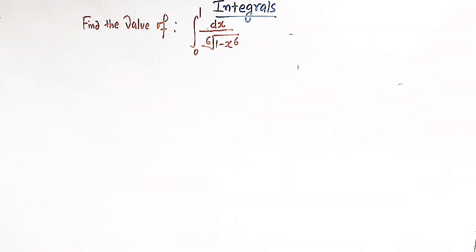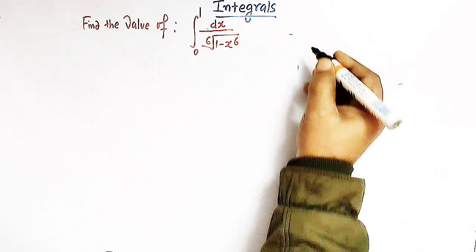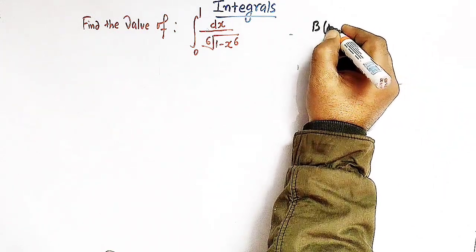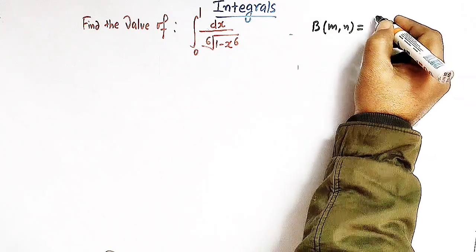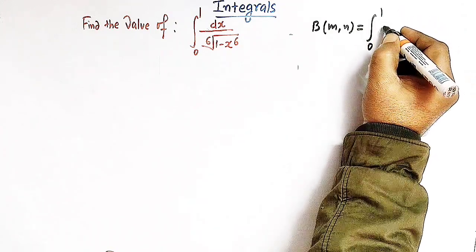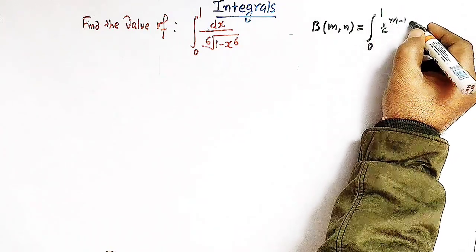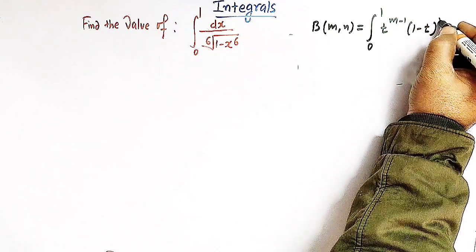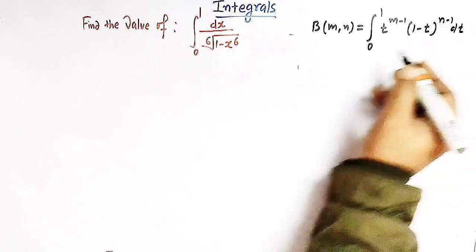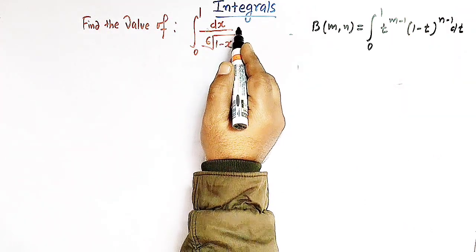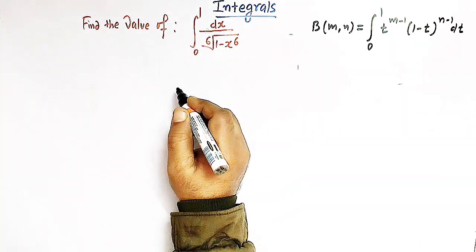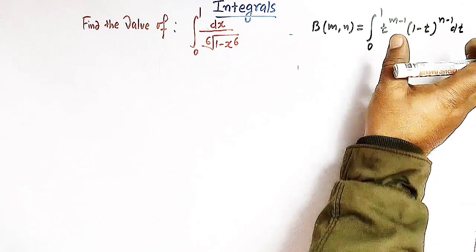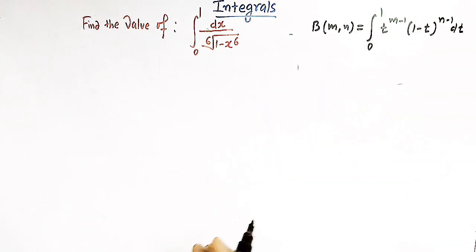So let us first convert this integral I using the method of substitution to the beta function, which is given by beta m comma n is given by the integral 0 to 1, and we have t raised to m minus 1 times 1 minus t raised to n minus 1 dt. So the first step is to convert this integral by method of substitution to this integral, and then we'll apply the properties of beta and gamma functions, right?